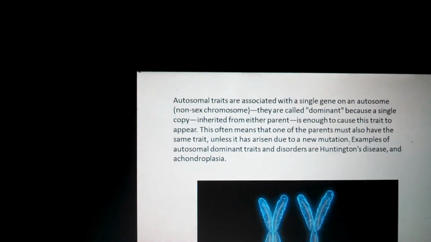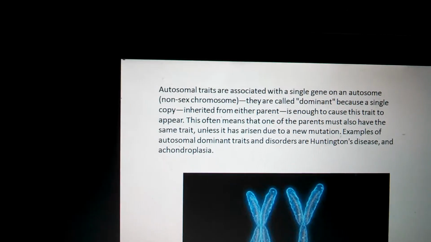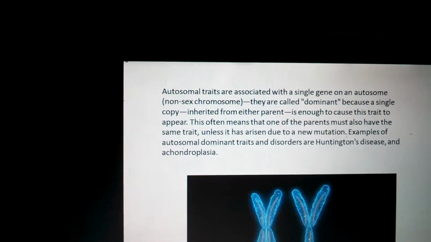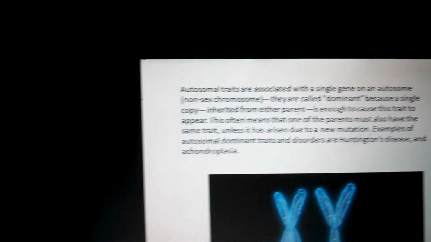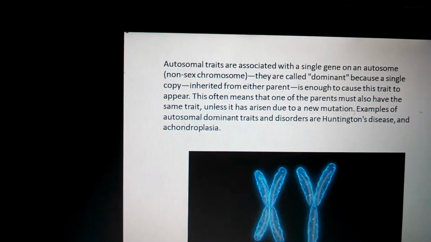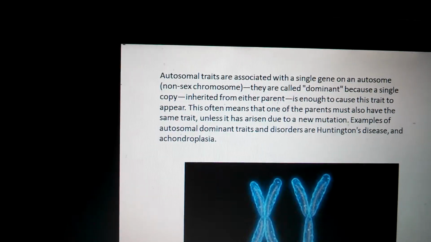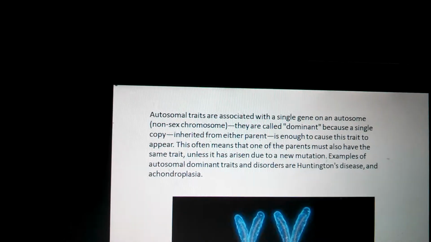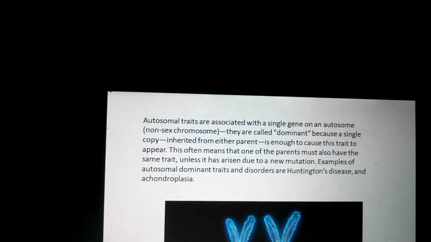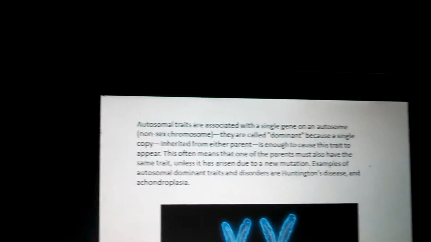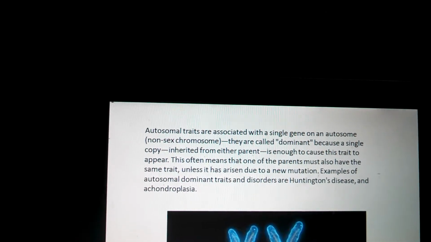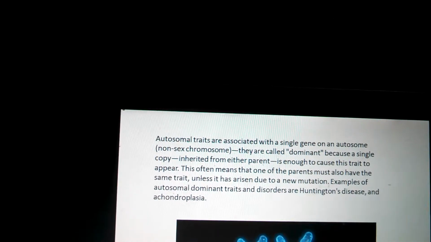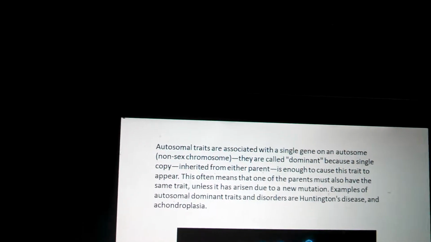Autosomal traits are associated with a single gene on an autosome, a non-sex chromosome. They are called dominant because a single copy inherited from either parent is enough to cause the trait to appear. This often means that one of the parents must also have the same trait, unless it has arisen due to a new mutation. Examples of autosomal dominant traits and disorders are Huntington's disease and achondroplasia.